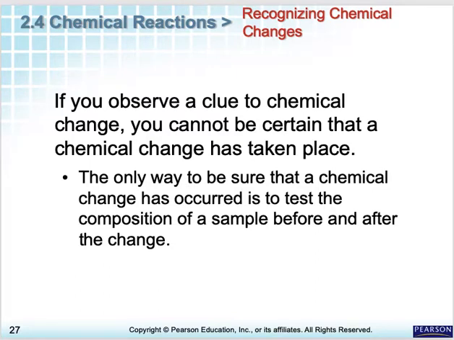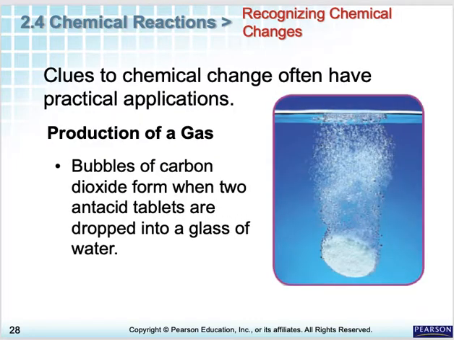If you observe a change and you're not certain it's chemical, the only way to be certain is to test the composition of the materials that are formed after the change. So here we have an Alka-Seltzer tablet, and when it reacts with water, we get all these bubbles released, and this would be an example of production of a gas.